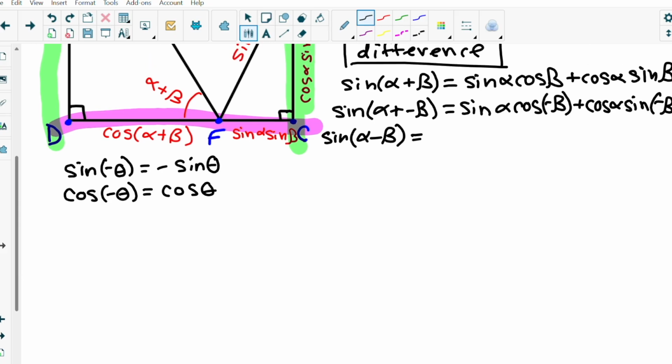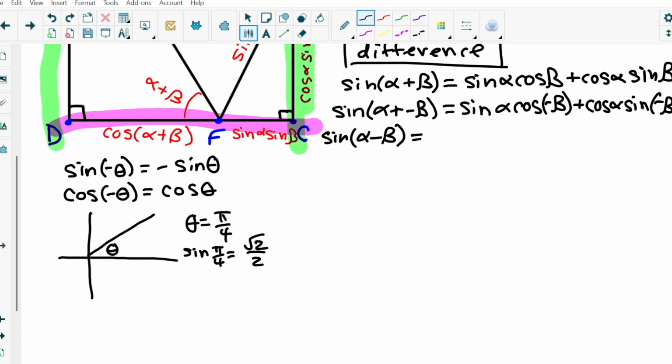I want you to understand through some graphs. I'm going to draw this out. I want you to understand why this is true. So if I say theta for this one, theta equals pi over 4, what's the sine of pi over 4? That's square root of 2 over 2.